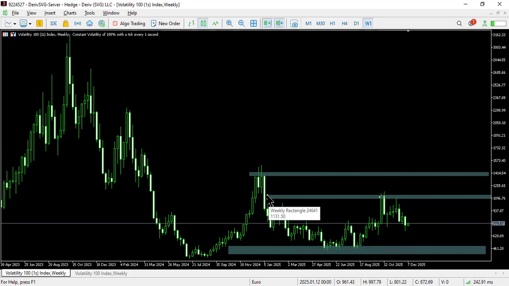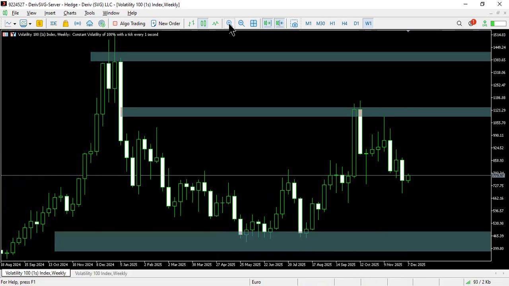So from the weekly time frame, our bias is going to be bearish. As you can see, price is moving from the supply headed to the demand, and we can see it formed a bearish engulfing. So I'm expecting a further drop to this demand zone. So we're going to be looking for selling setups this week on VIX 100, on VIX 100 1S. So that is it from the weekly time frame.